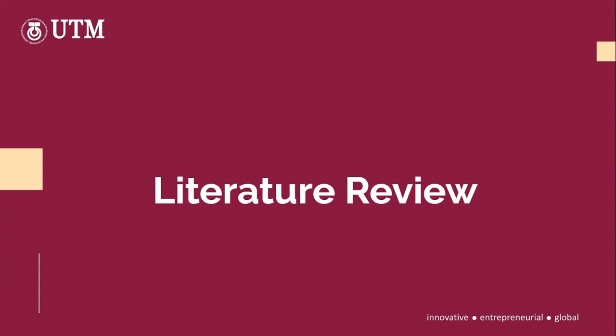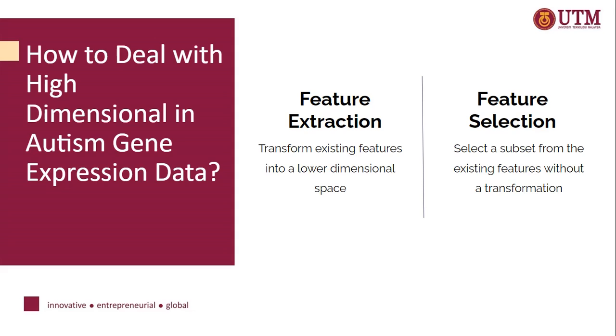Next, I will summarize the findings from my literature review. The literature review starts by looking at how to deal with high dimensionality in autism gene expression data. Apparently, there are 2 common ways to counter these issues, which are feature extraction and feature selection. Feature extraction transforms existing features into a lower dimensional space, while feature selection selects a subset from the existing features without a transformation.